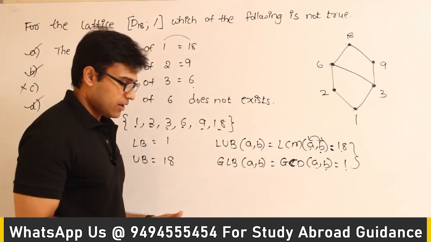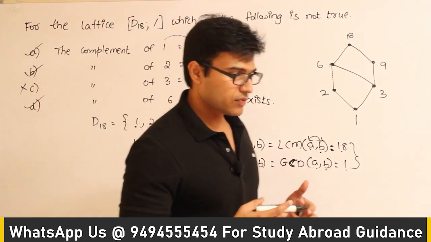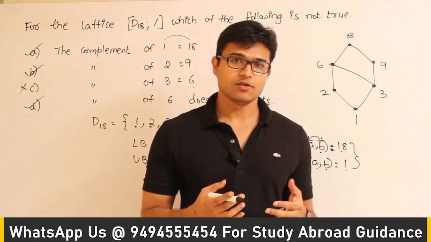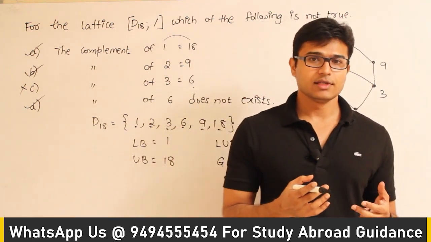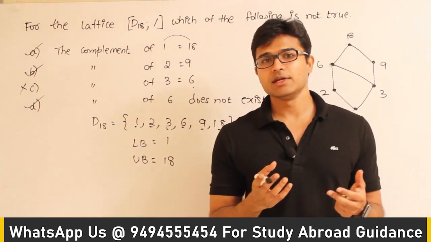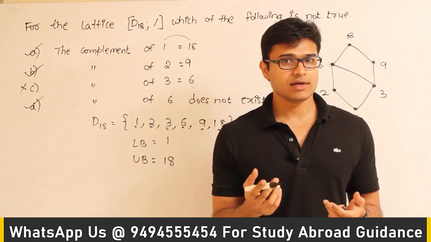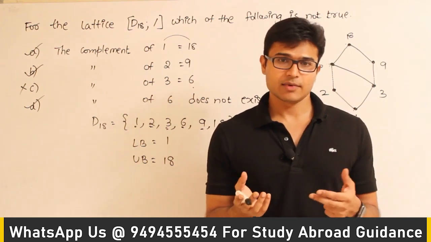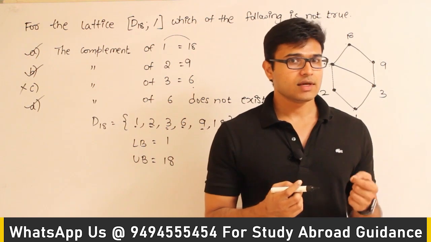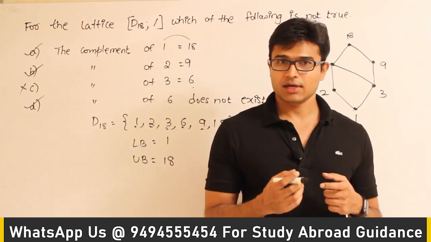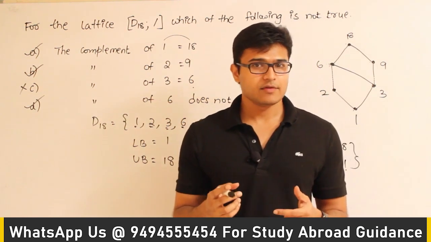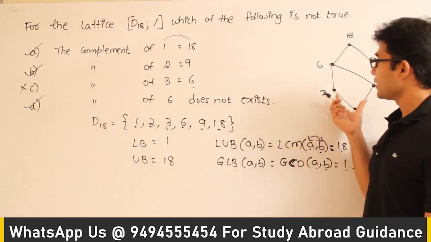Okay, so if you understand the meaning of the lattice, in case of sets, the join is nothing but union and meet is nothing but intersection. In case of divides, join is nothing but LCM and meet is nothing but GCD. So if you can understand these points and directly apply them, fine. Otherwise you take the Hasse diagram and try to apply that.